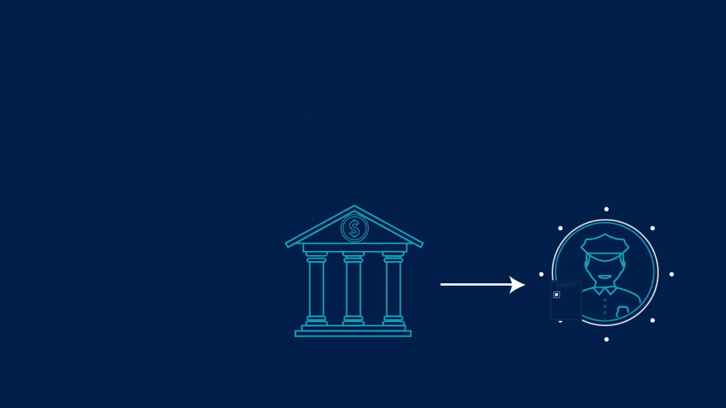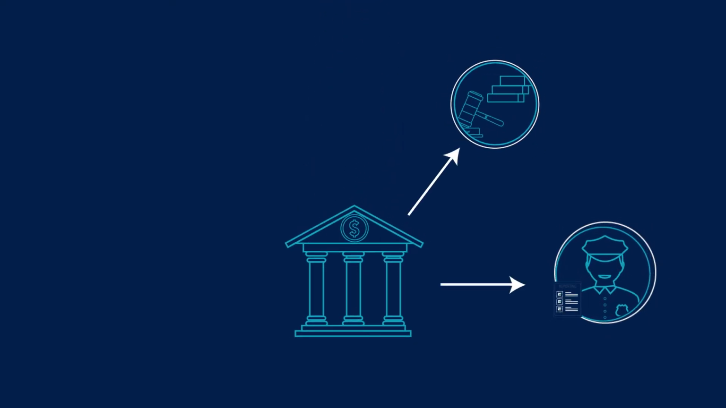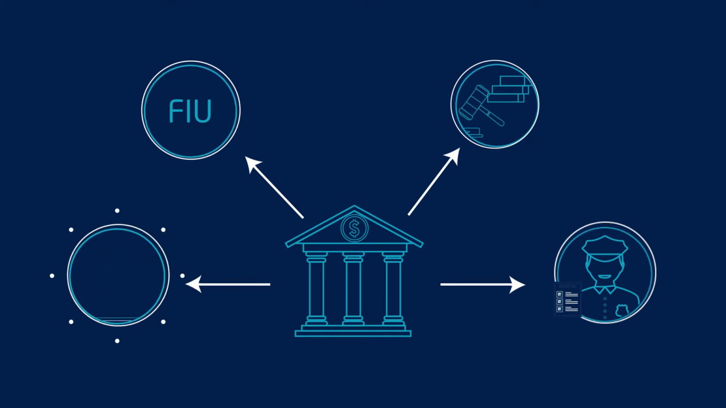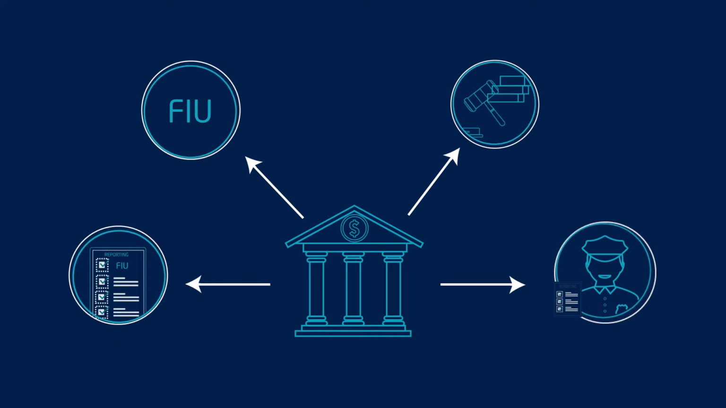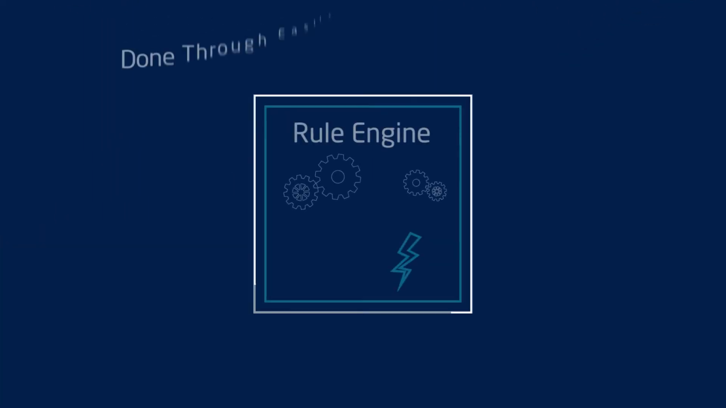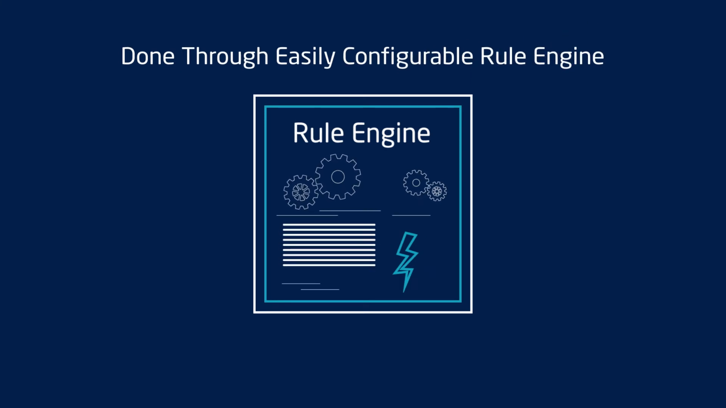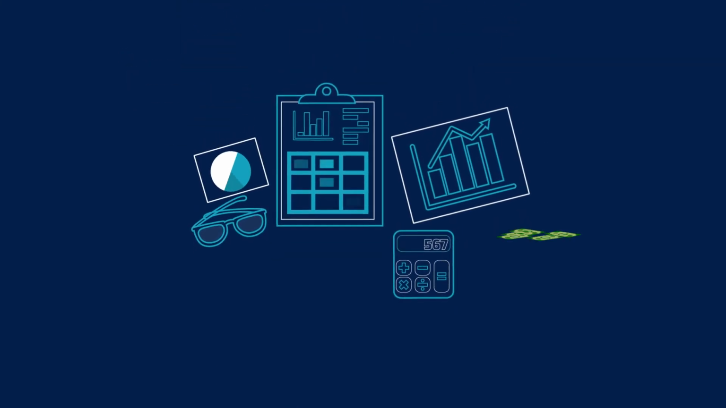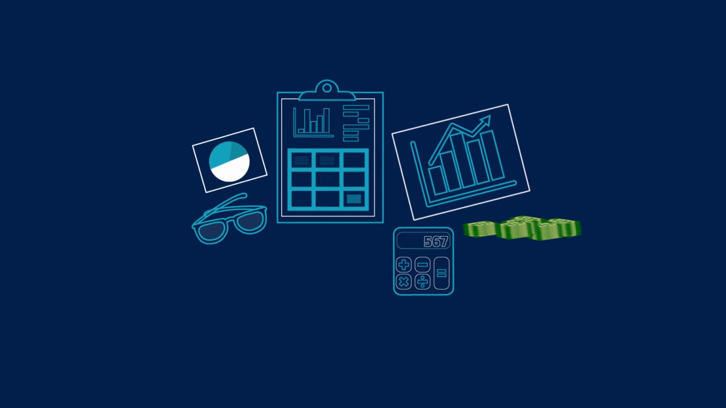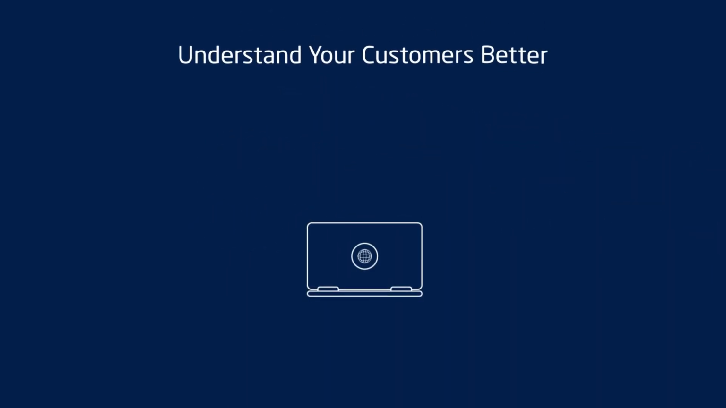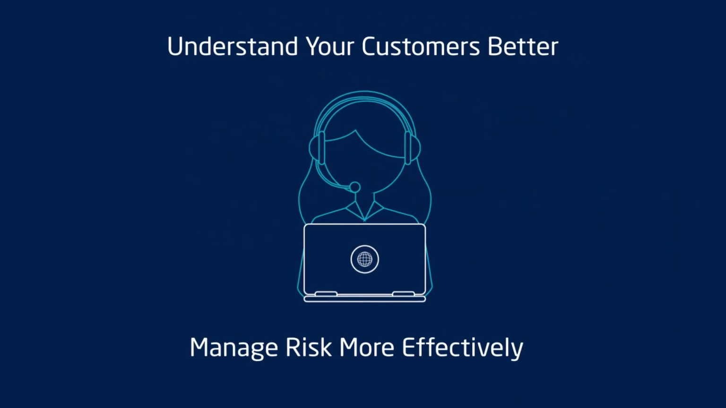FinTrust helps banks establish appropriate controls and comply with statutory requirements while also meeting the mandatory requirements of FIU for reporting suspicious transactions. This is done through an easily configurable rules engine, which allows for workflow accountability, giving you more flexibility and total control. Understand your customers better and manage risk more effectively.